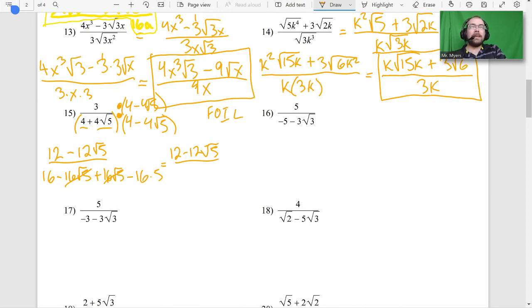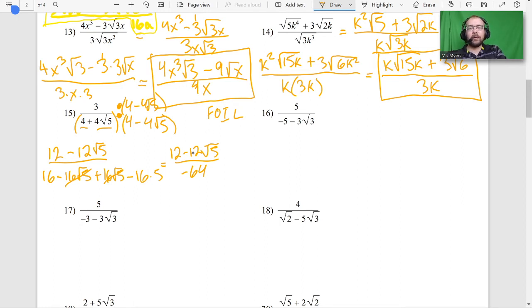Well, what's 80 minus 16? 80 minus 10 is 70. 70 minus 6 is 64, and it's negative 64. Whew. Okay, that was a little bit there.